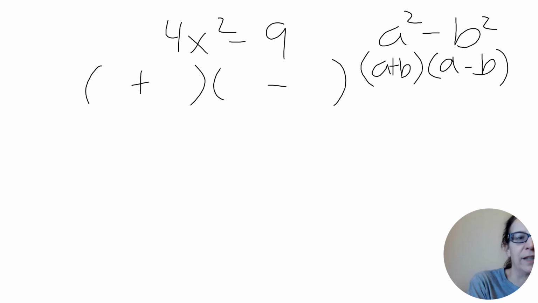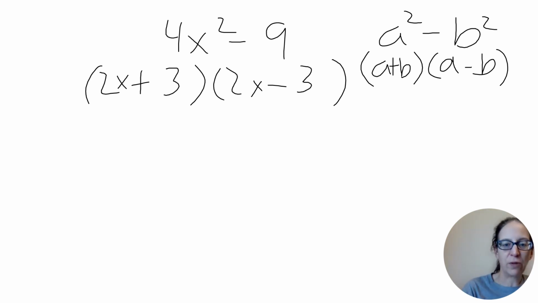The square root of 4 is 2. The square root of x squared is x. And the square root of 9 is 3. So that'll be 2x plus 3 times 2x minus 3.